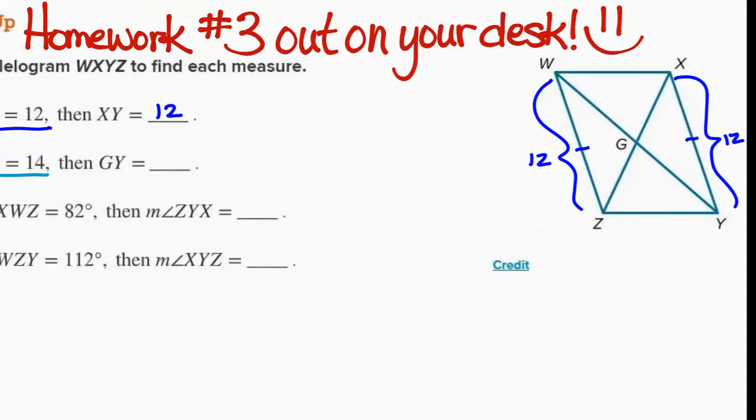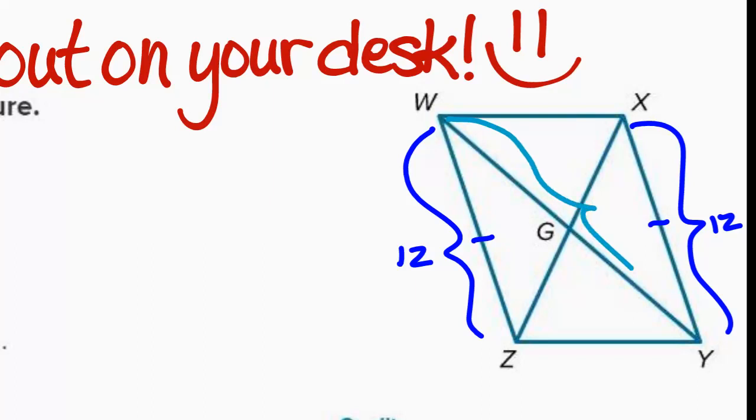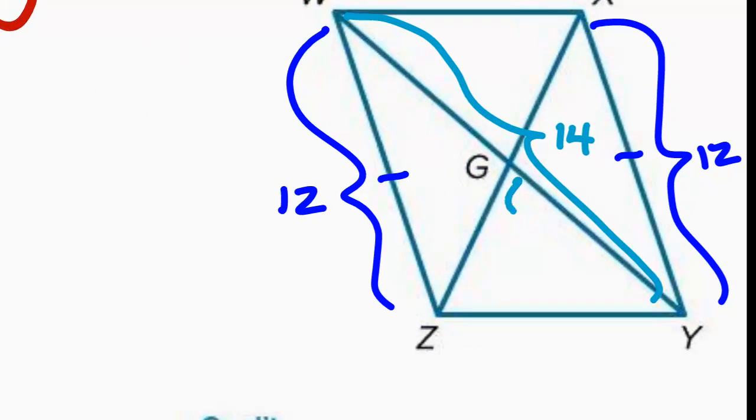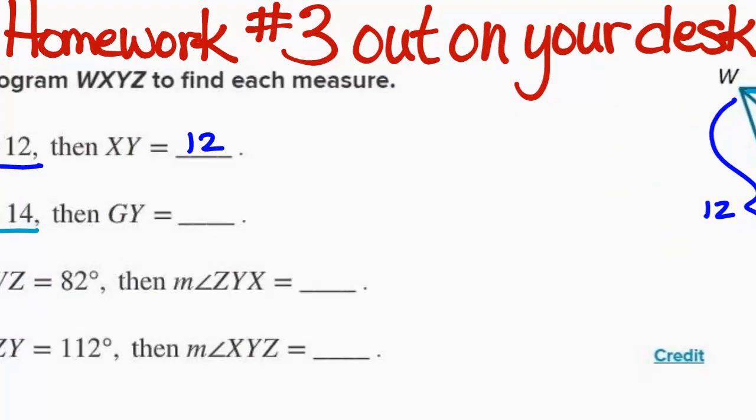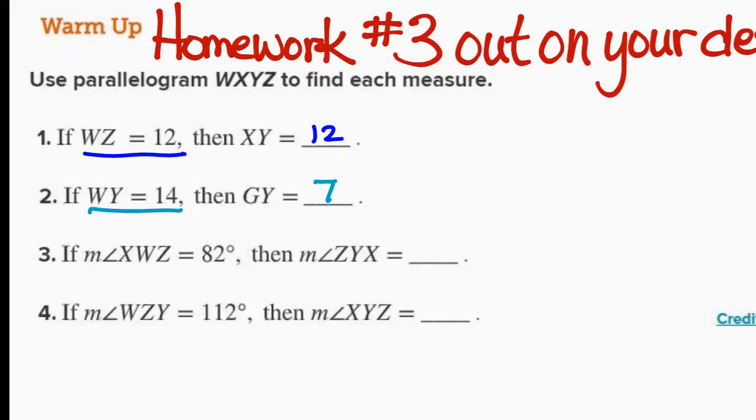If WY, up here at the top, is 14, sorry, that's not WY. The diagonal is WY, my bad. If that diagonal WY is 14, then how big is GY? 7. It is half because that diagonal is being bisected by the other diagonal. Okay.